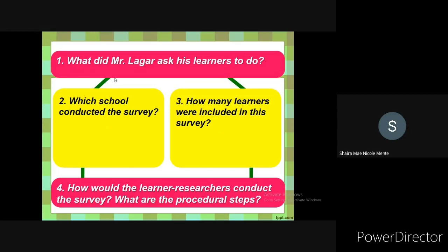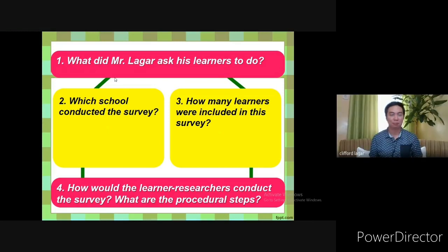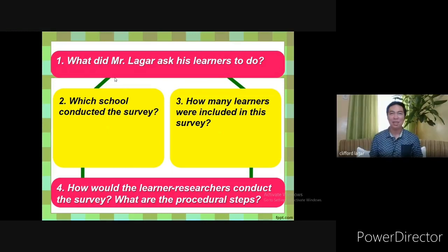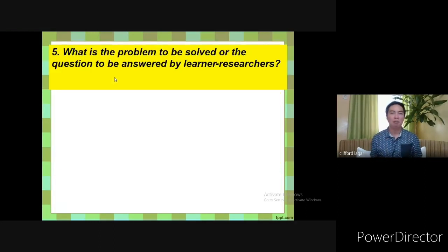Okay, number four. Then collect and compute the answers. And number five. Last, interpret the data using tables and graphs. Okay, so thank you. So that is a complete answer for number four. Very good, Shaira.